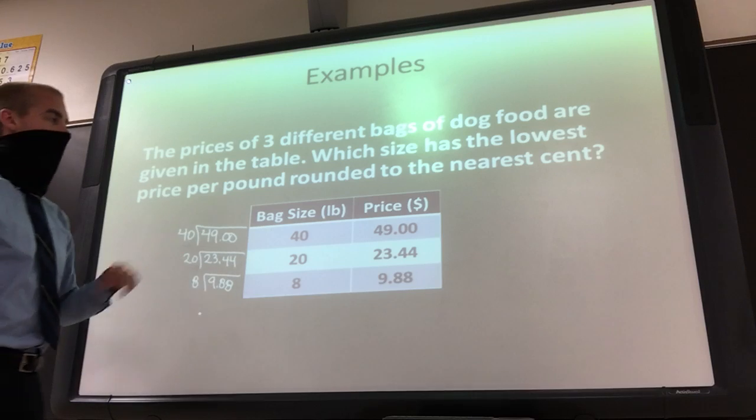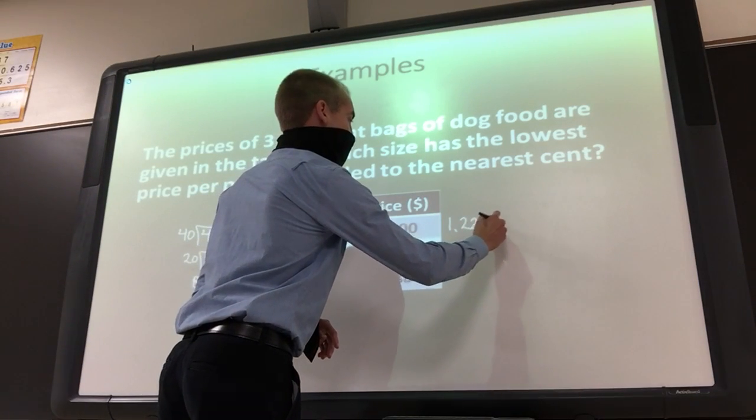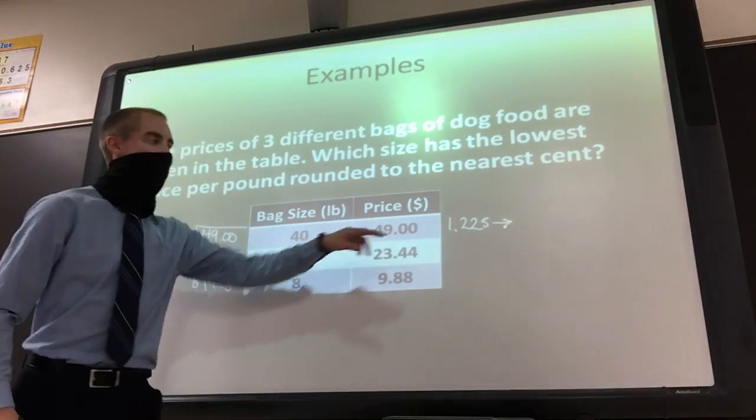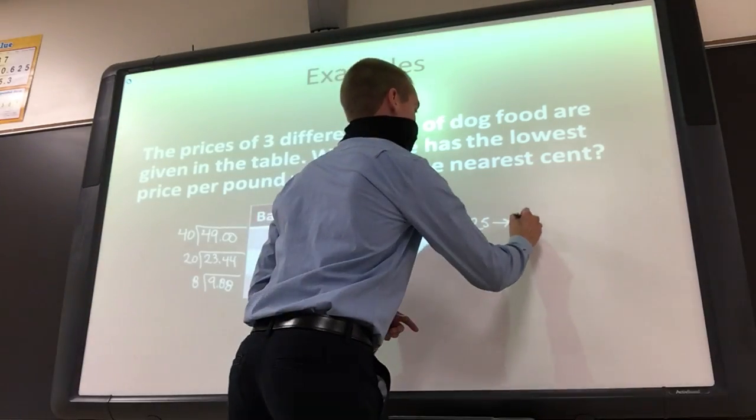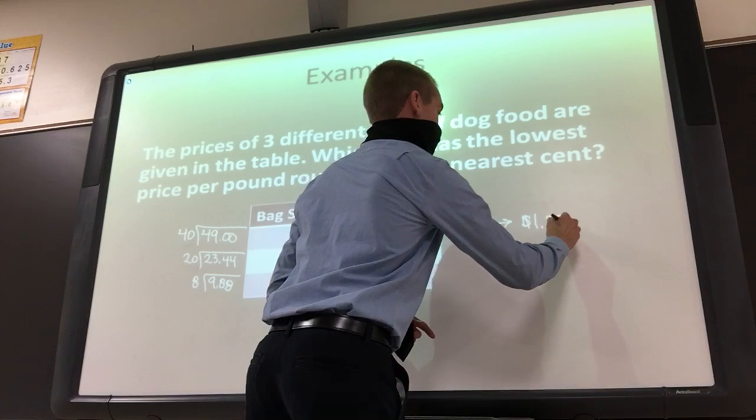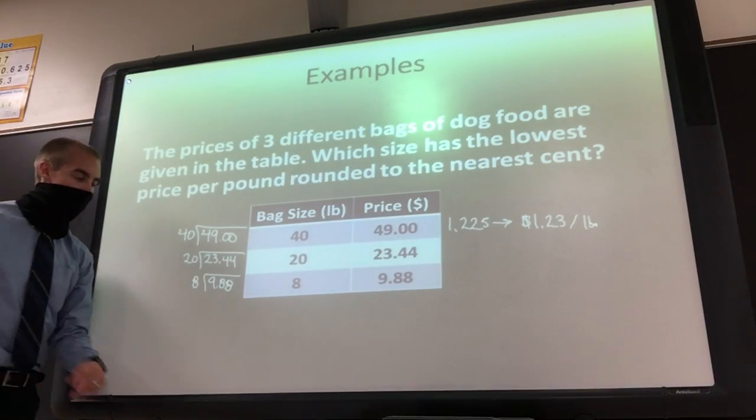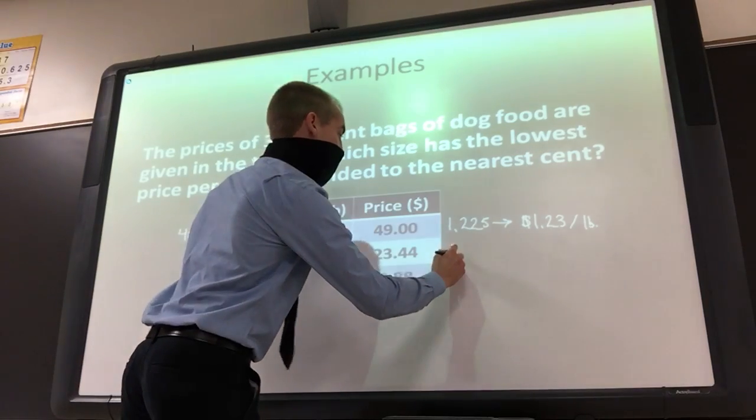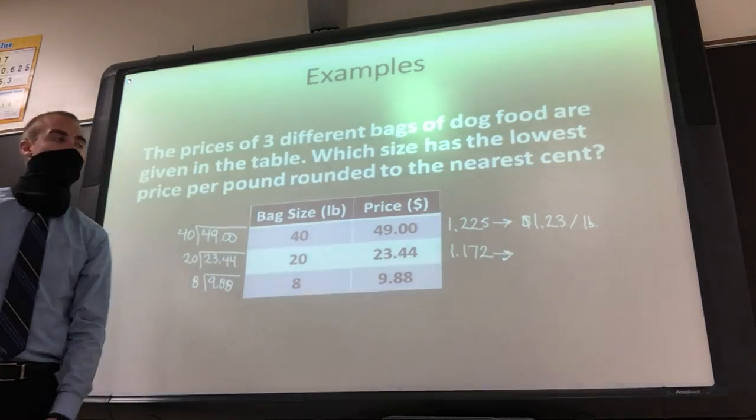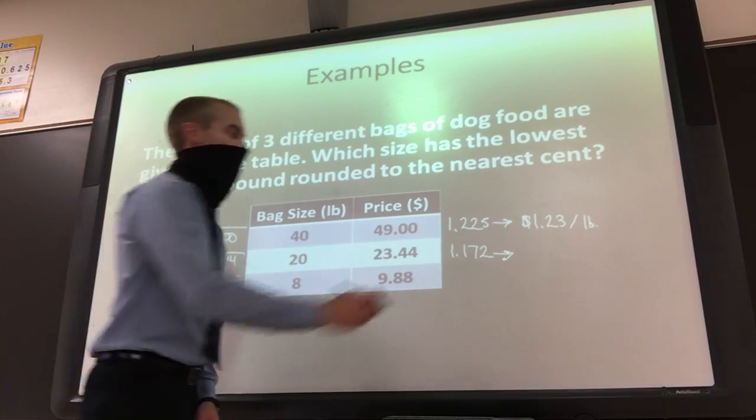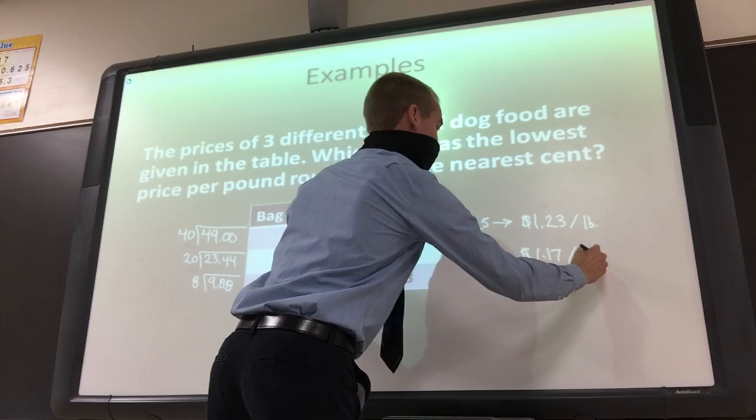So we do 49 divided by 40, you should have got, was it 1.225? But this can round to the nearest cent. It's going to be $1.23 per pound. Okay? For the 20-pound bag, you got 1.172. And that's going to be $1.17 per pound.